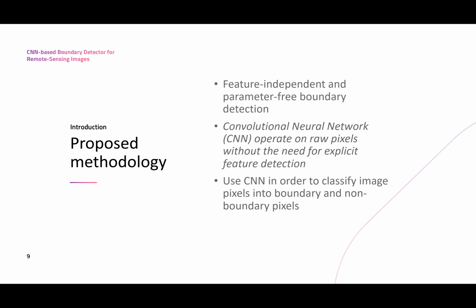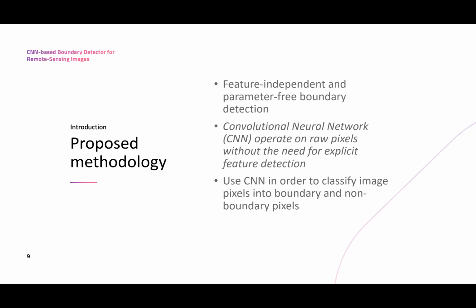So the idea is, what if we could use the CNN, the convolutional neural network, to try to learn the boundaries between objects and regions? This would allow us to have a feature-independent and parameter-free boundary detection. So we don't need to put any features there. We don't need to set any parameters in that network. And the parameters will be learned automatically by the network itself.